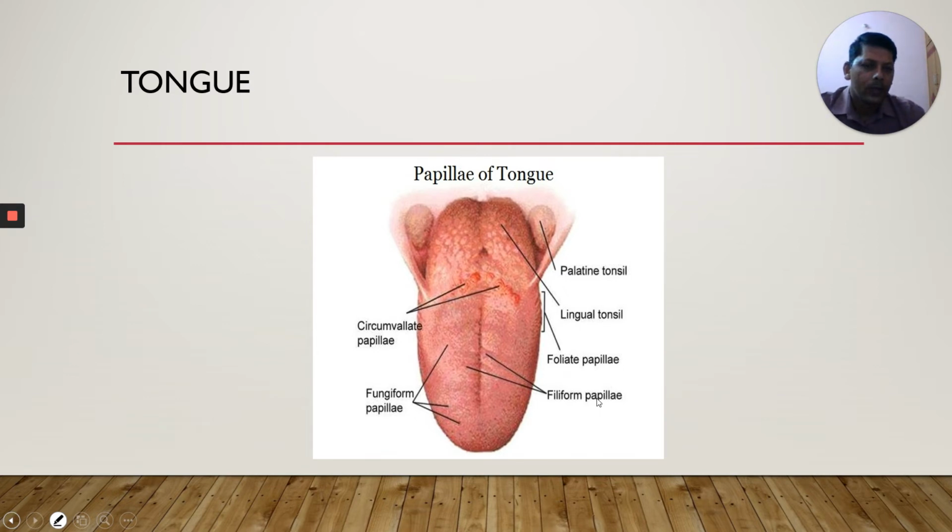Filiform papillae do not have taste buds. This is an important point. Only circumvallate papillae and fungiform papillae, these two types of papillae, have taste buds. These are least in number. Circumvallate papillae are nearly 10 above and 15 below around. Circumvallate papillae are present at the base of the tongue. At the anterior part of the tongue, we have fungiform papillae. On the surface of the tongue, we have filiform papillae.